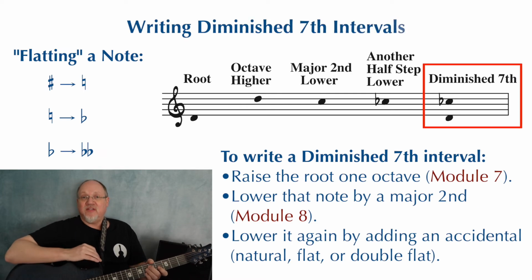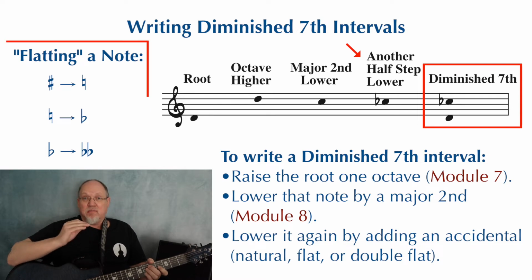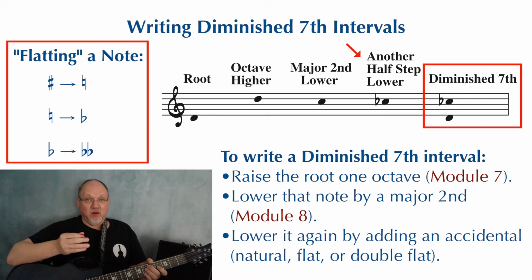Now I know that diminished 7 is a new interval, so here's a way you can find the diminished 7. Take the root of the chord, raise it an octave, and then lower that note by a whole step, and that gets you your minor 7th. And then you take that minor 7th and flat it once again. Now, if your minor 7th above the root is a sharp note, you're going to change that to a natural note. If your minor 7th above the root is a natural note, you're going to change it to a flat. And if that minor 7th is already a flat, you're going to change it to double flat.